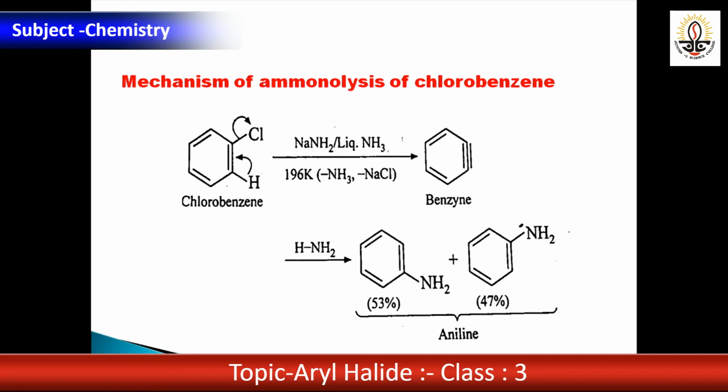When that benzyne undergoes ammonolysis, ammonia adds: H goes to one position and NH2 bonds at the other, and the triple bond is converted to a double bond, so it gives aniline. So the mechanism of ammonolysis of chlorobenzene proceeds through the benzyne mechanism and it gives aniline.